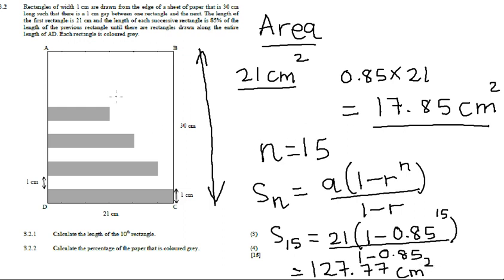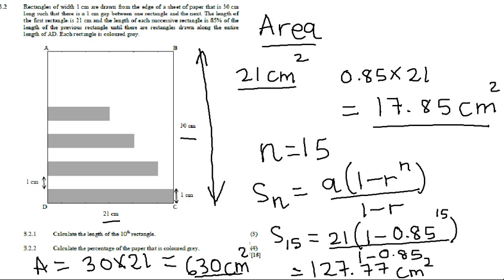Now if you work out the area of the entire rectangle, it's going to be length times breadth, which is 30 multiplied by 21, and that works out to be 630 centimeters squared.